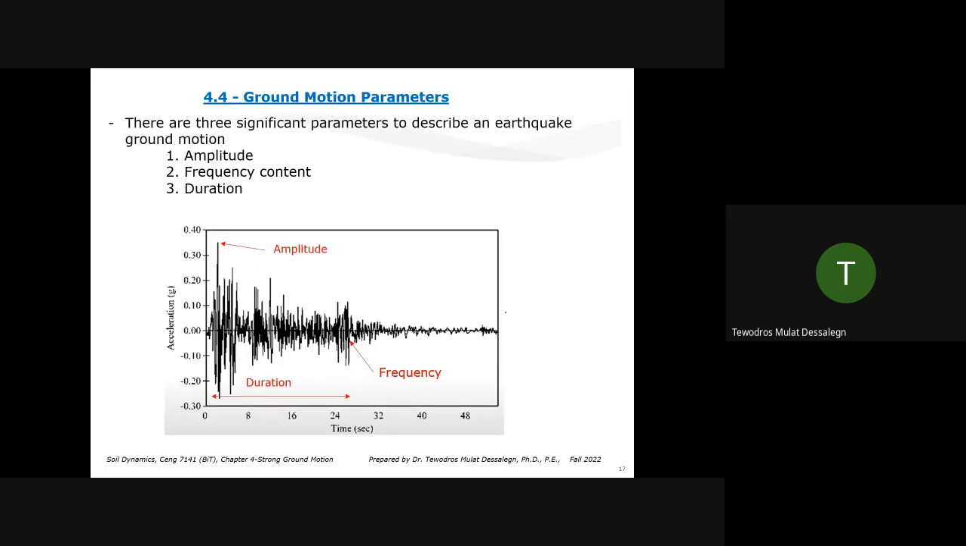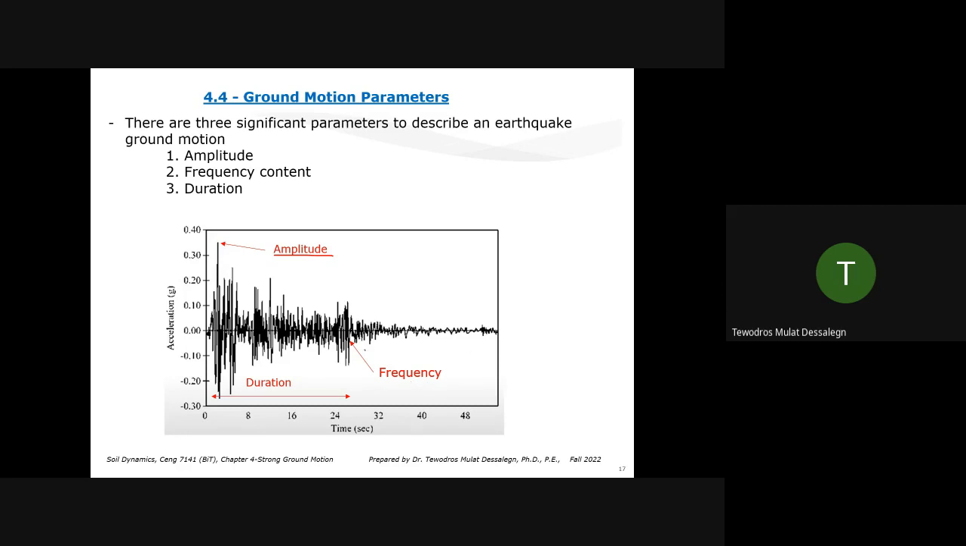Ground motion parameters, section 4.4. There are 3 significant parameters to describe an earthquake ground motion. Let's say you have an acceleration time history. We talk about the peak value, we call it amplitude. We talk about the duration. Is it 20 seconds? Is it 1 minute? Because duration matters also. A large earthquake with a very small duration is not that significant compared to a smaller earthquake with a large duration. So duration matters. The peak value matters. And the frequency matters, frequency content.